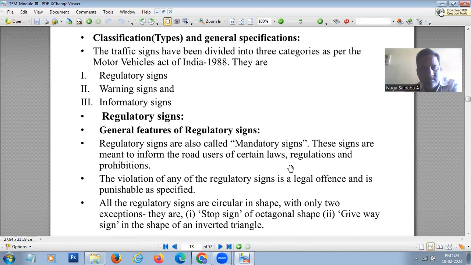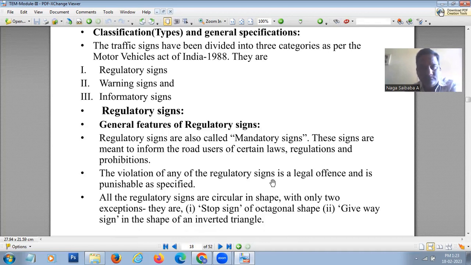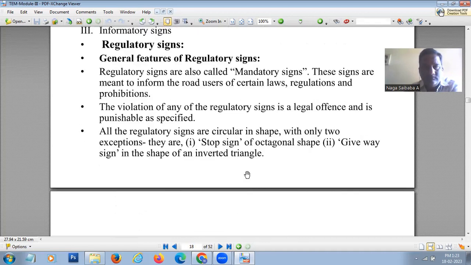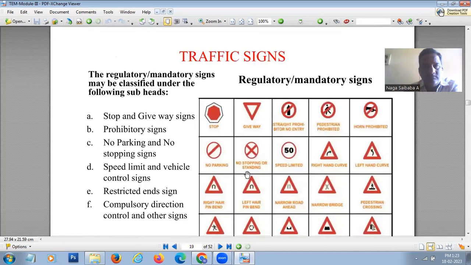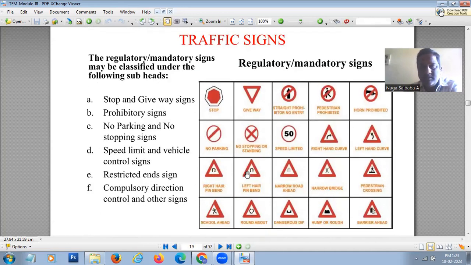All the regulatory signs are circular in shape, except two signboards, that is the stop sign and the give way sign. Stop sign is of octagonal shape and give way sign is of inverted triangle shape. That means the apex is showing downwards. Generally, for a triangle the apex will be upward, but here, in the inverted triangle, the apex should be shown downwards. So these are the regulatory or mandatory signs. This is the first category of traffic signs.